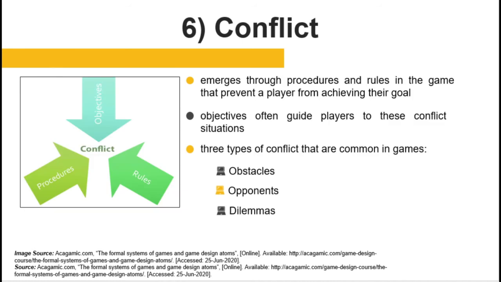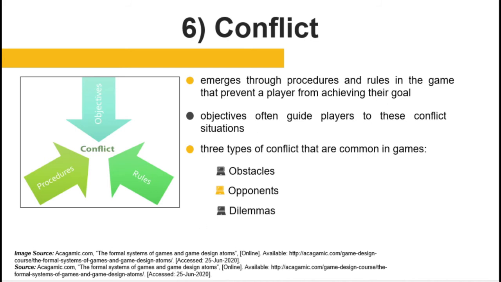Number 6 formal element is conflict. It emerges through procedures and rules in the game that prevent the player from achieving their goal. These are the things that will bring challenge to the player before reaching their goal. Examples are obstacles in a game level that lead the player to encounter hazardous events. Objectives often guide players to this conflict situation.